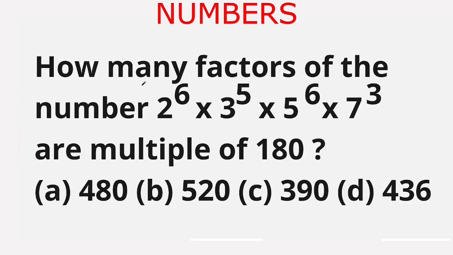Our question is, how many factors of the number 2 to the power 6 multiplied by 3 to the power 5 multiplied by 5 to the power 6 multiplied by 7 to the power 3 are multiples of 180? The given options are option A 480, option B 520, option C 390, option D 436.